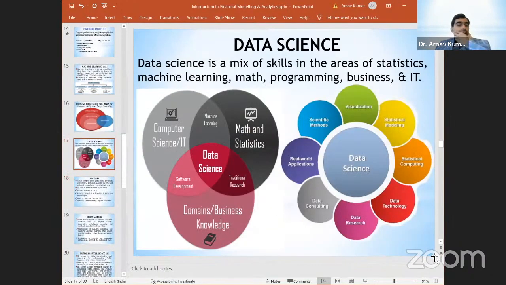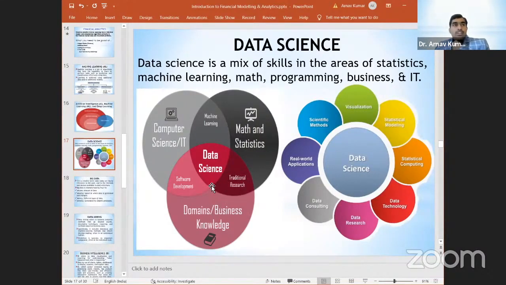And so data science is basically, there are three fields: computer science and IT, maths and stats, and domain or business knowledge. So if you look at the intersection of domain knowledge with maths and stats, which is traditional research, domain knowledge with maths and stats techniques, we have traditional research. And this traditional research will be primarily our techniques like financial econometrics.